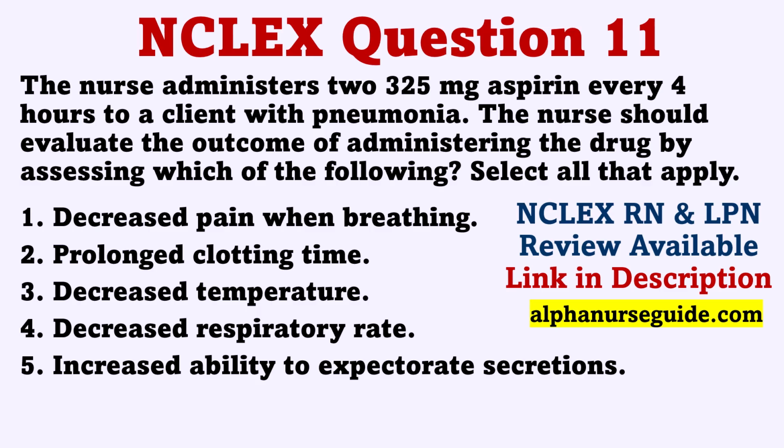The correct answers are 1 and 3. Aspirin is administered to clients with pneumonia because it is an analgesic that helps control chest discomfort and an antipyretic that helps reduce fever. Aspirin has an anticoagulant effect, but that is not the reason for prescribing it for a client with pneumonia, and the use of the drug will be short-term. Aspirin does not affect the respiratory rate, and does not facilitate expectoration of secretions.